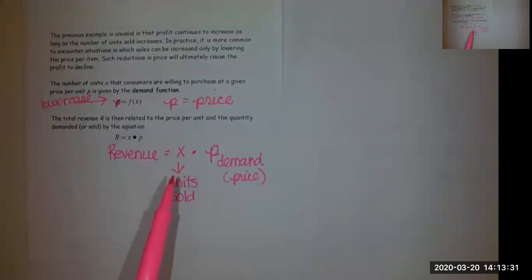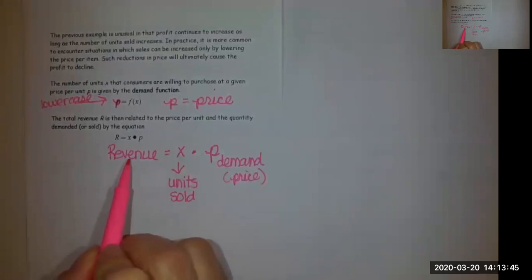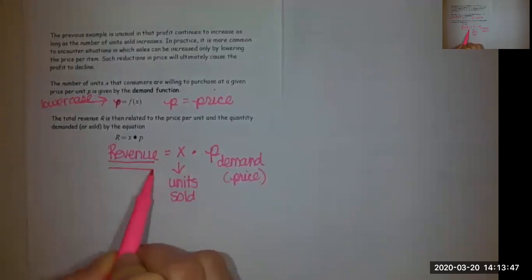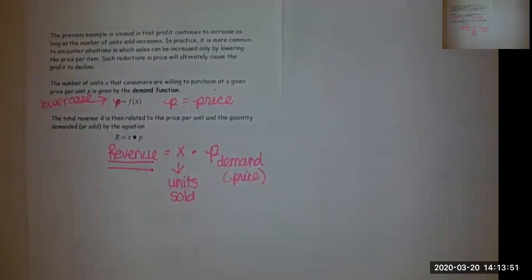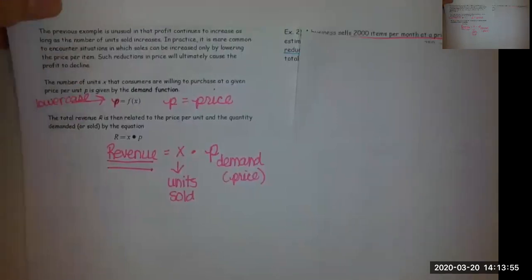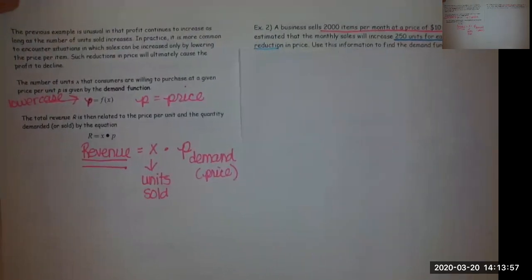Now, if we know the price, we can multiply that by x, the number of units sold, and that'll give us revenue. And that makes sense, right? Because if I sold 20 at $1 each, I would bring in $20. So now you have a new way to find revenue. You just have to take your price and multiply it by x. That means everybody goes up one power, right? Okay, so let's look at this problem.